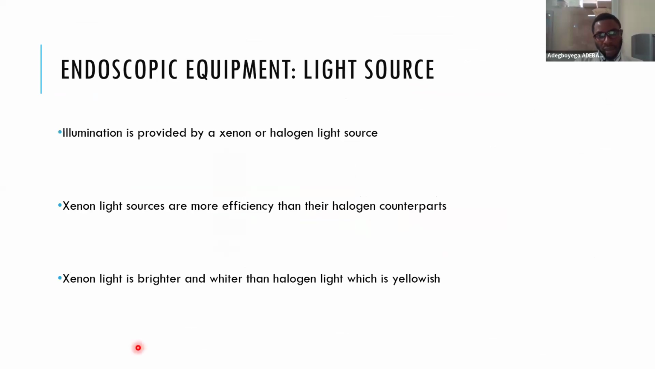The light source could either be a xenon light source or a halogen light source. Xenon light sources are preferred because they are more efficient in the sense that a greater proportion of the input energy is converted to light. Only a smaller fraction of energy is lost as heat. Also, xenon light is whiter and more closely resembles natural light than does halogen light.